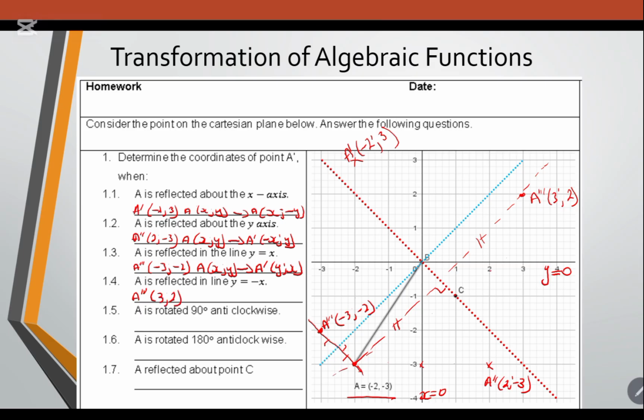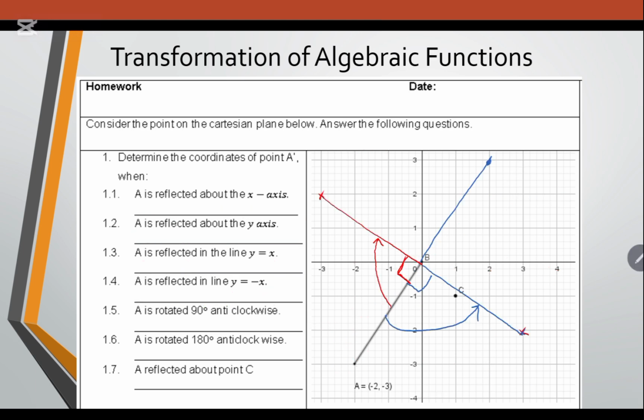This point moved from negative 2 and negative 3. So what happened basically is that this point, they swapped around and they both changed the sign. So if A generally was x and y, therefore the rule becomes negative y and negative x. So that will be the rule. Now, I also want to demonstrate this point when it is reflected, it is rotated 90 degrees anti-clockwise.